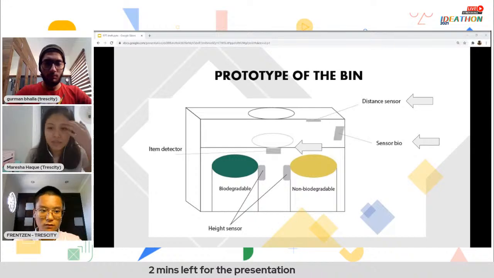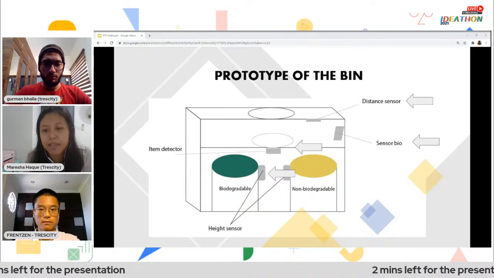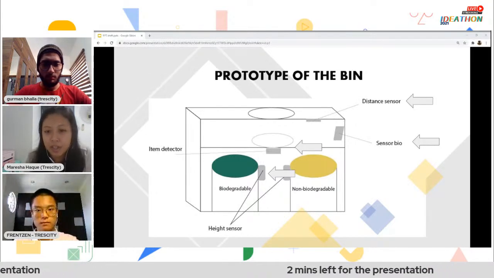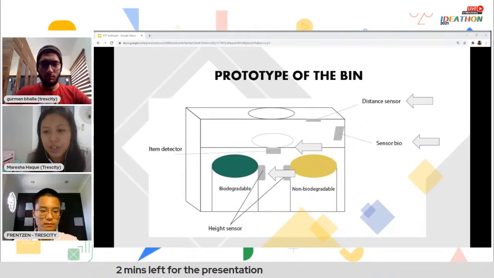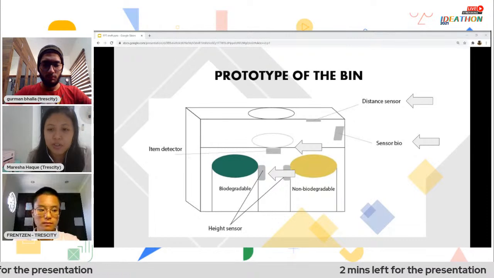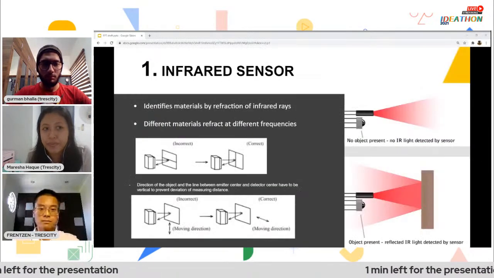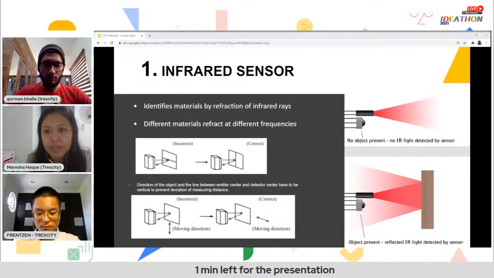So when the bins are full, the height sensor will detect it and give a signal to the command center to alert the transportation system. This will allow maximum usage of the transportation system, which is responsible for carrying the waste to the central recycling plant. Now I'll explain about the infrared sensor, how it works.